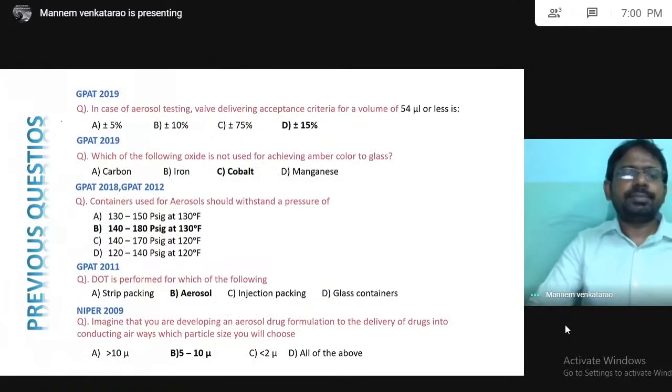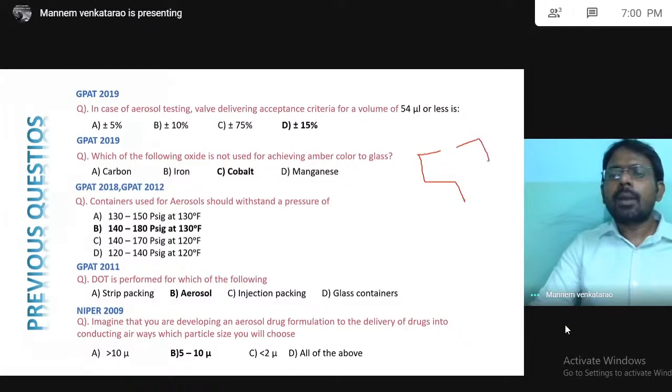Previous question papers. In case of aerosol testing, the valve delivering acceptance criteria for a volume of 54 microliter or less, I already told you, friends. So this is the valve housing. On this valve housing, they marked 54 microliter or less.